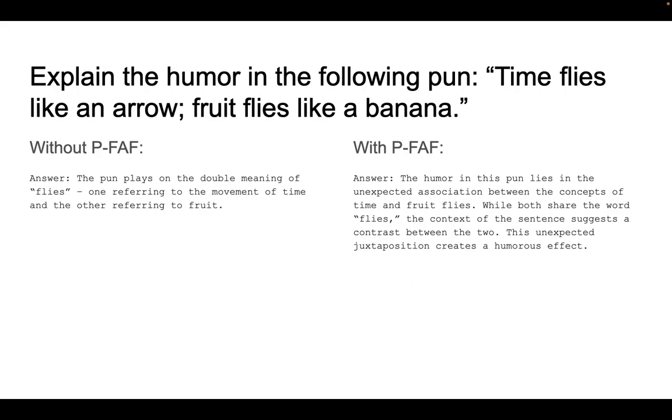So again, just framing it up from the beginning, the question of time flies like an arrow, fruit flies like a banana, and then explaining the humor in that pun. Essentially, we're asking it to get from point A of time flies like an arrow to point Z of fruit flies like a banana, right? And with trying to just do that on its own, the initial response does get there without PFAF, but there's nothing in between, right?